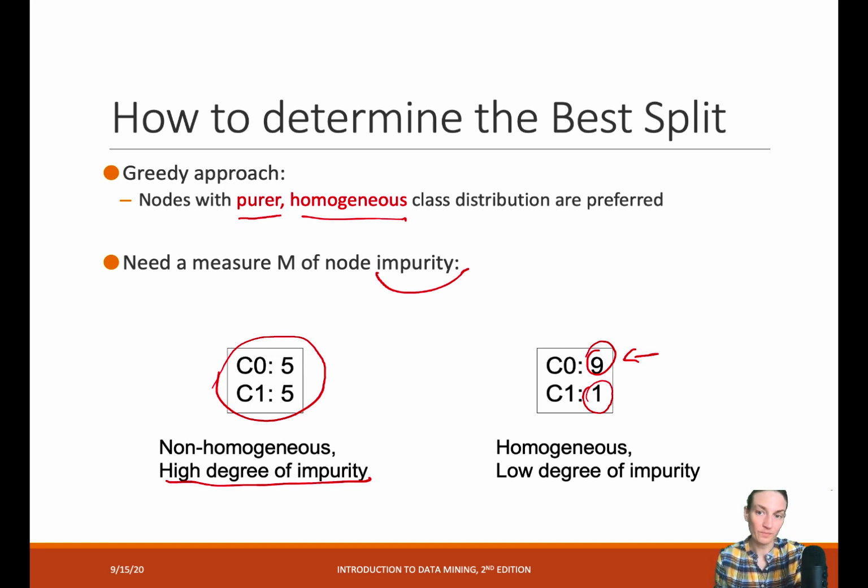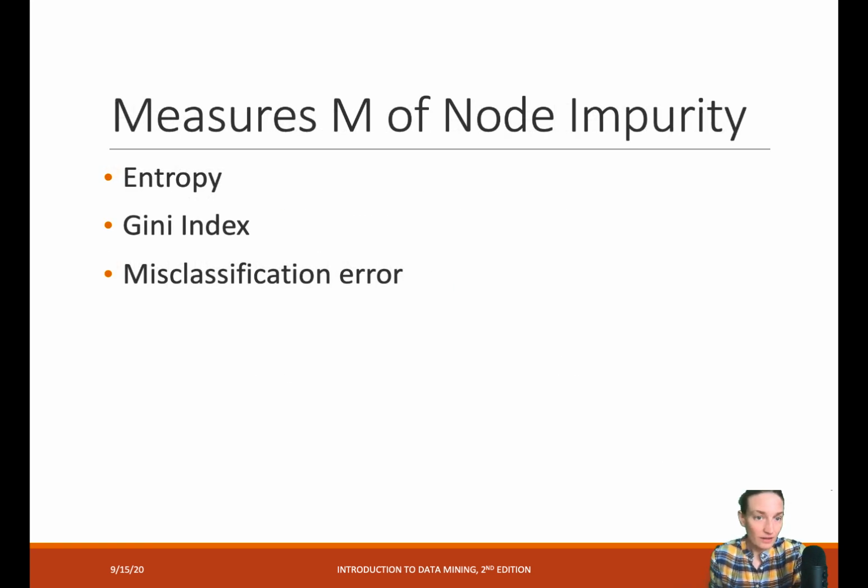Okay. How do we measure node impurity? We have 3 different options, for instance. I'm sure there's more, but these are the 3 main ones. Entropy, something called the Gini index, and misclassification error. Okay. So we'll go into detail on how to calculate these in a little bit.